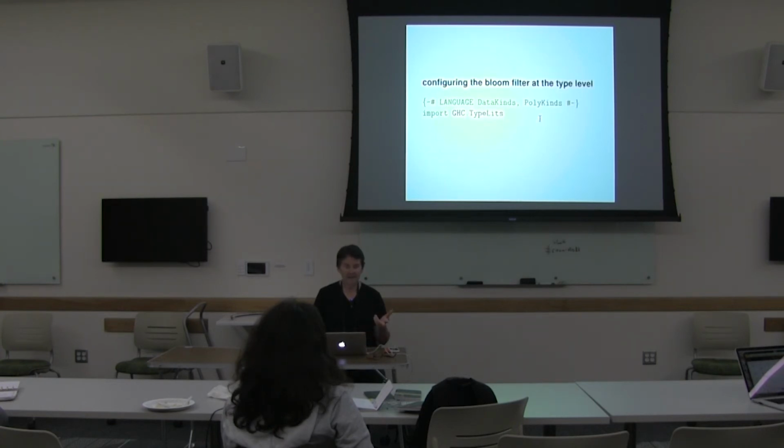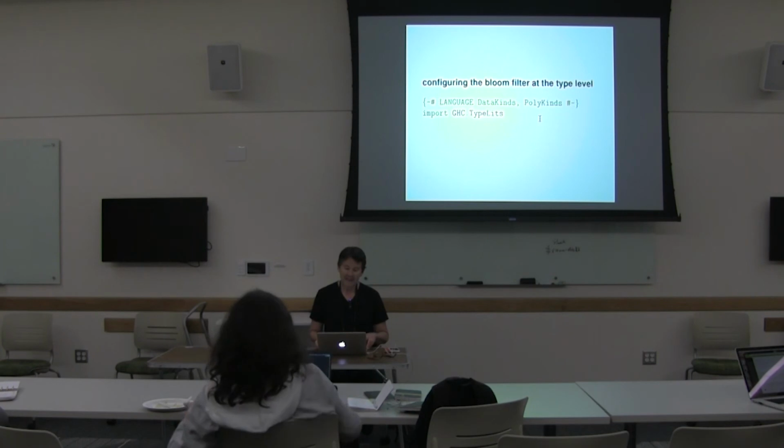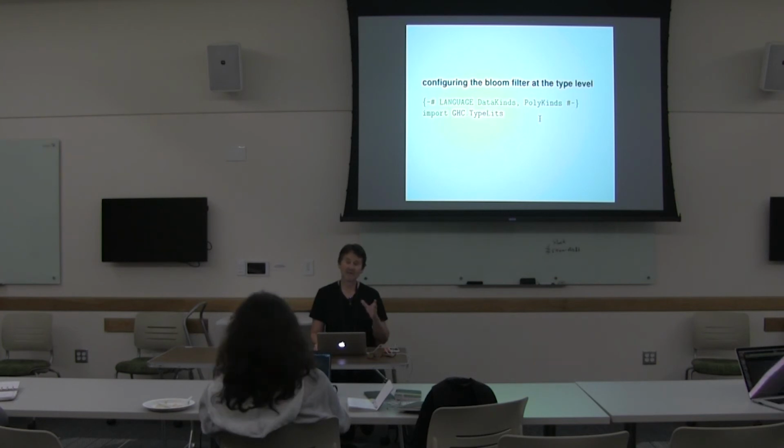And to do that, I need DataKinds and PolyKinds and GHC TypeLits. And DataKinds, well, you'll see what that means in a moment. It basically means that the way I'm using it, we all know the number 10, and you can pass that around to your functions.